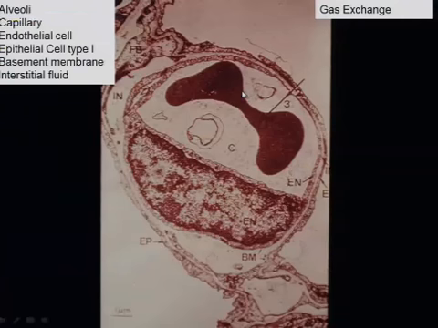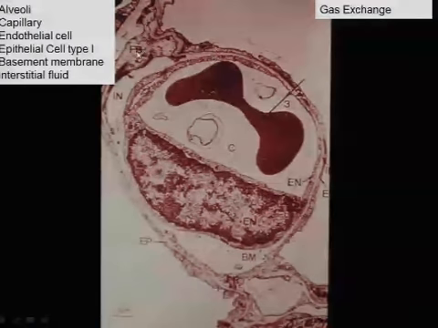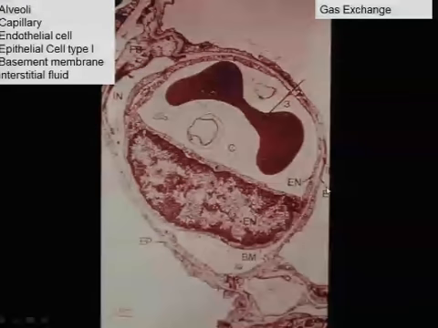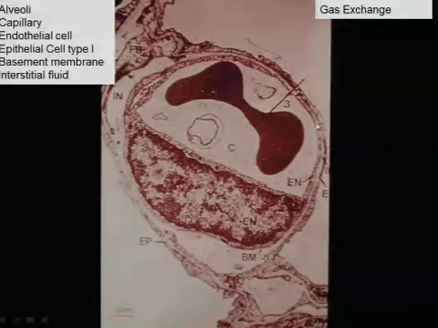This is a little different view, and this is an important view right here, and this is what I want you to pay close attention to. Once again, we have our airspace up here for gas exchange. This here is a red blood cell within the lumen of the capillary. Now look closely at these membranes. This membrane here, this is an epithelial cell, a type 1 epithelial cell. We're going to talk more specifically about the cells in the alveoli. Type 1 epithelial cell, very thin and elongated. So this is the epithelium, that's what the E here is for. And you can see how thin that is.